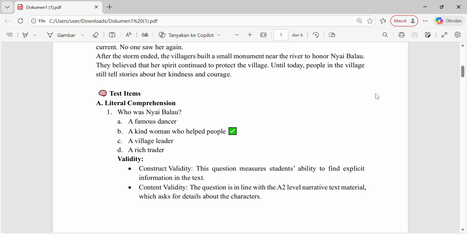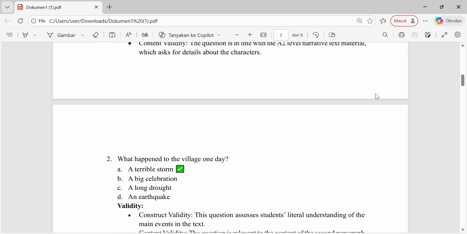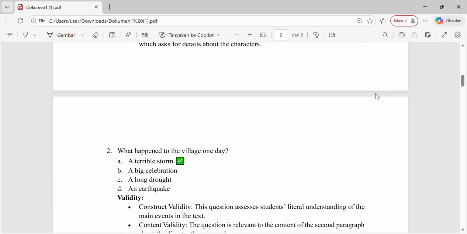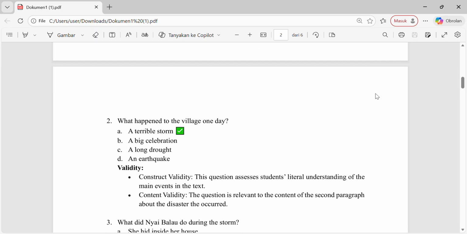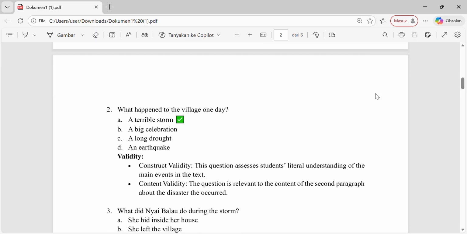Content validity: the question is in line with the A2 level narrative text material, which asks for details about the characters. For question number 2, the answer is A. This question tests the ability to identify the main events stated clearly in the text. Construct validity: this question assesses students' literal understanding of the main events in the text. Content validity: the question is relevant to the content of the second paragraph about the disaster.